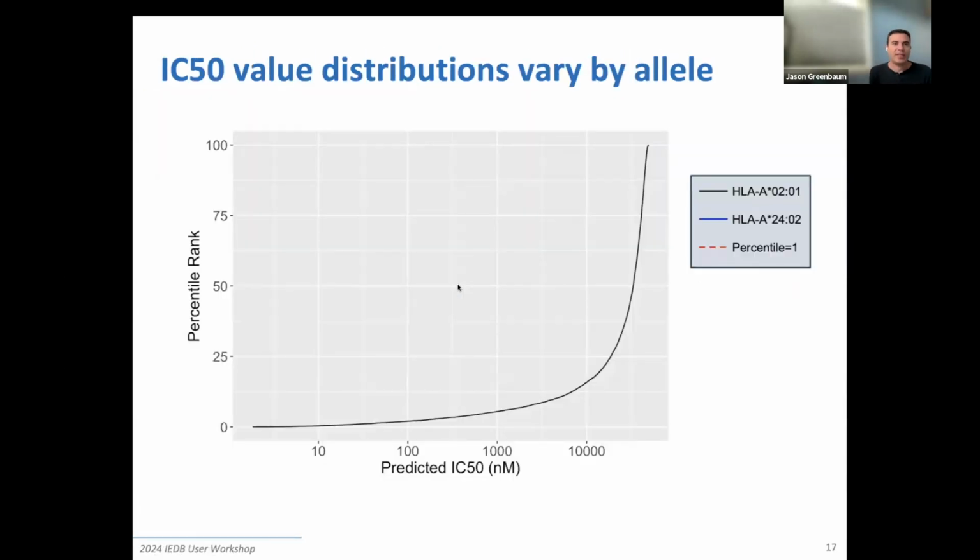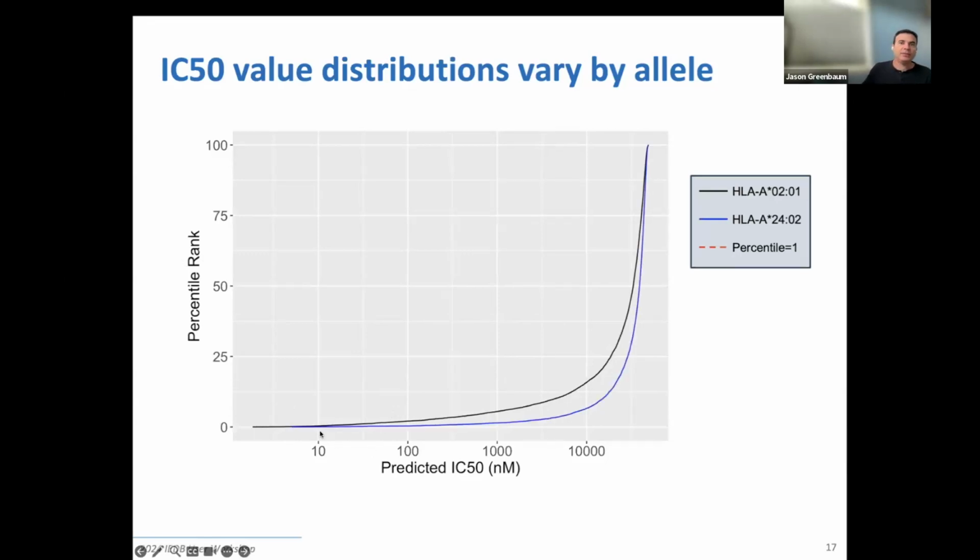And just to go into a little bit more detail on percentile ranks and their utility. IC50 values, their distributions vary quite a bit from allele to allele. What I'm showing here is the predicted IC50 values for 10,000 randomly selected peptides for HLA-A0201. We can see that most of the values lie towards the right of this distribution, where the good binders are in this range over here.